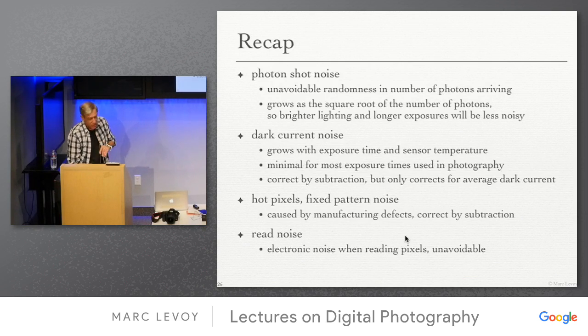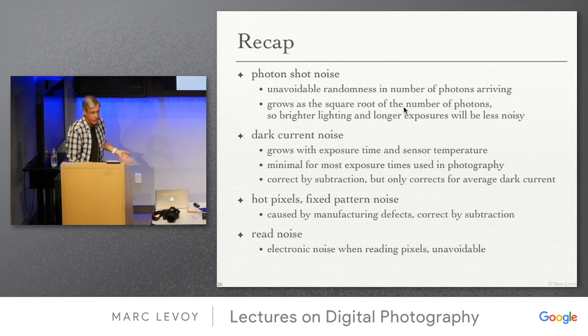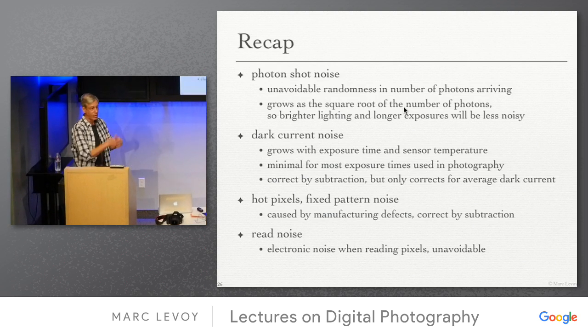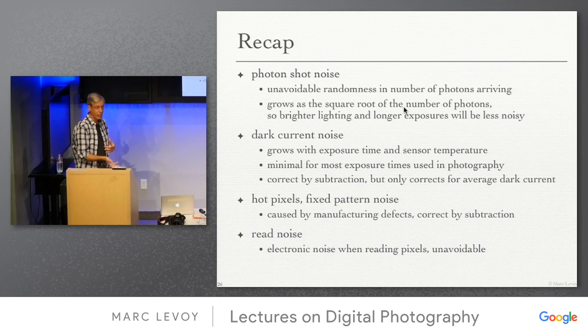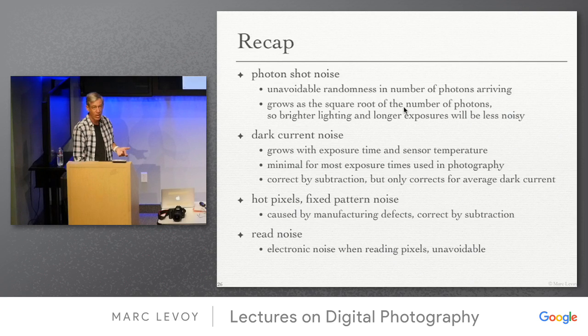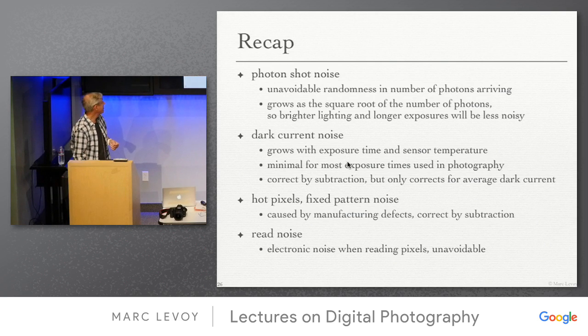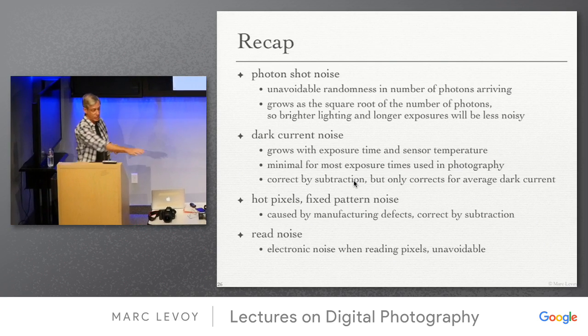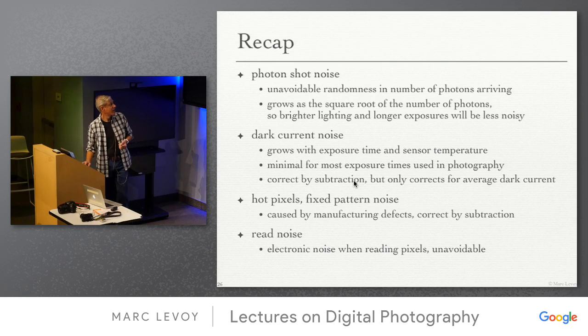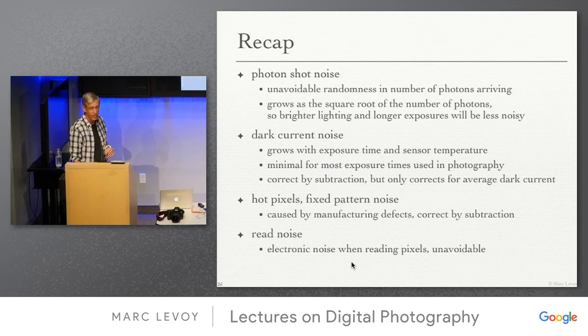So, caveat on that. Recap: photon shot noise is unavoidable randomness in the number of photons arriving and grows as the square root of the number of photons. So brighter lighting or larger pixels or longer exposures or a wider aperture will all reduce photon shot noise. Dark current is in particular for long exposures, and you can correct by subtraction, which is what these cameras do at long exposures. And then there are these hot pixels and fixed pattern noise, which you can correct also by subtraction. And then read noise, which is unavoidable and you cannot.